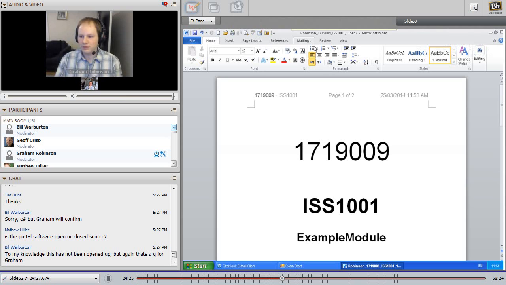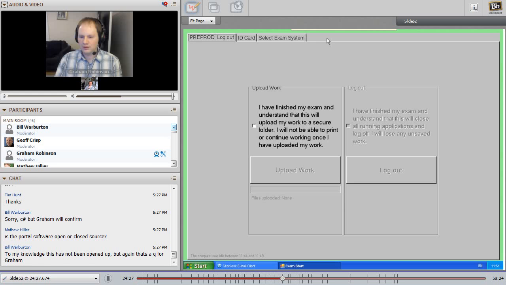Write my essay and save it. EXAMSTART ensures that that Word document is automatically saved every 2 minutes, and the students get to print it out, which I've skipped this step. But what happens now is that we've created some work. And once we've created some work in EXAMSTART, when we go to the Logout tab, it doesn't give me the opportunity to log out at all.